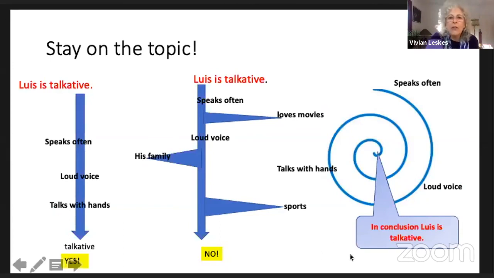And here's another way people sometimes organize. They give the examples first. He speaks often, he speaks in a loud voice, he talks with his hands. In conclusion, he's talkative. Now, this might be a very logical paragraph for some people, but English readers do not consider this well organized because they don't know what the paragraph is about until the end. So we'll say no to that one.